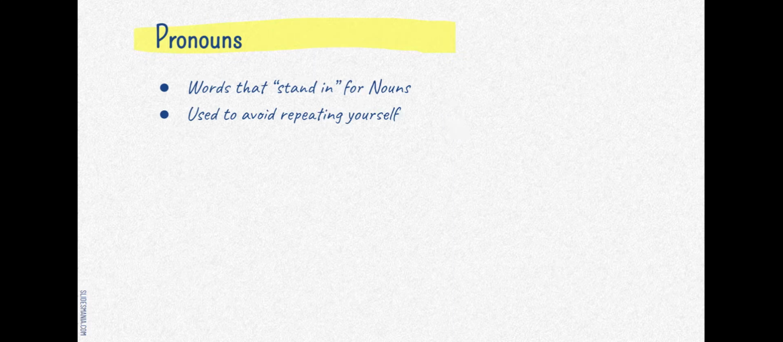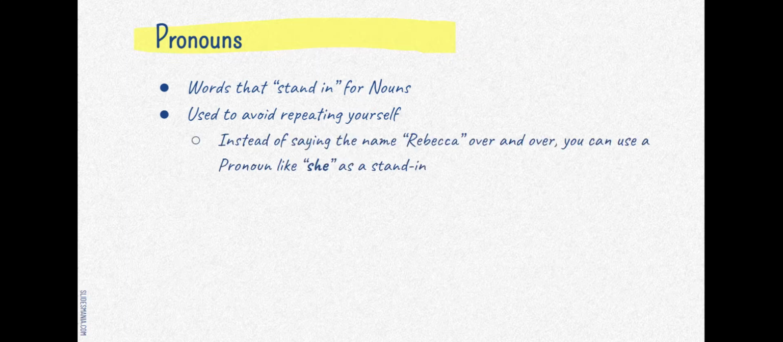There's a couple of reasons that we use pronouns. The first reason is to avoid having to repeat the same words over and over again. So, for example, instead of saying someone's name over and over again, you can use a pronoun like she as a stand-in. So, if you said, "My new friend is Rebecca. Rebecca just moved to the school. Rebecca is from Ohio." Instead, you could say, "My new friend is Rebecca. She just came to this school. She is from Ohio," right? So you don't have to say her name over and over. You use shorter words like she, which are pronouns, to stand in for a noun.